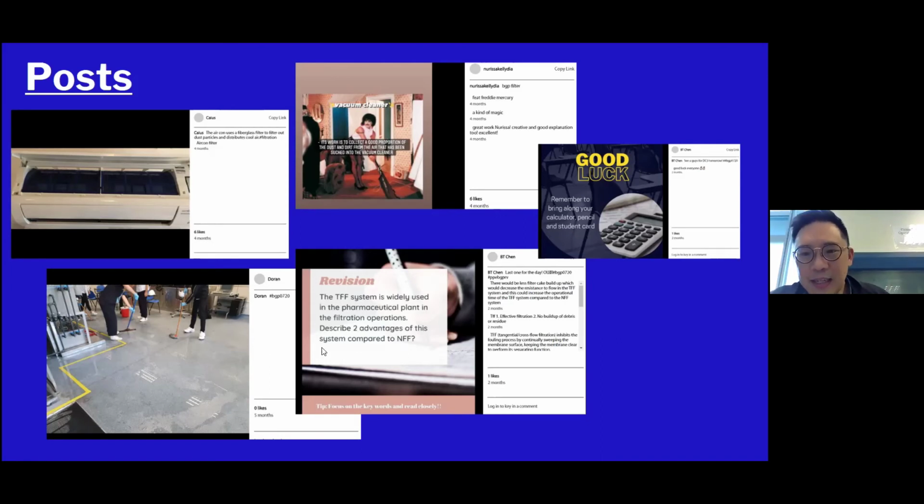And then on the bottom, in the center, this is my attempt to make revision questions a little bit more interesting. I made it into like a little poll so my students can key in their replies in the comments. So at the same time, other students can look at what their peers have replied and maybe draw some inspiration from there. A good opportunity for me to look at any misconceptions as well. Then on the right hand side, it's just a little post that I put up to remind them to remember to bring their calculator to the exam.